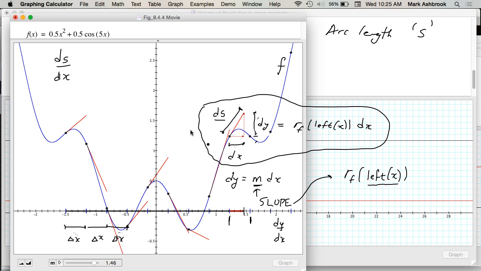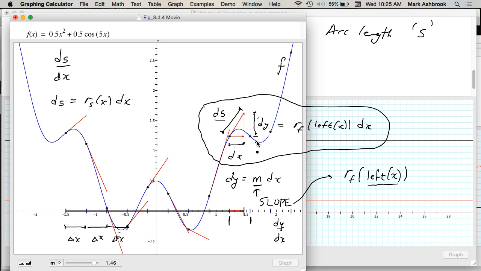Or we know that ds is going to equal the rate of change of arc length times dx. ds equals m dx, right? So it's just like dy equals m dx. But now the y we're interested in is not the y coordinate on the graph. That's important. But the quote y we want now is arc length, s. So ds equals r sub s dx.